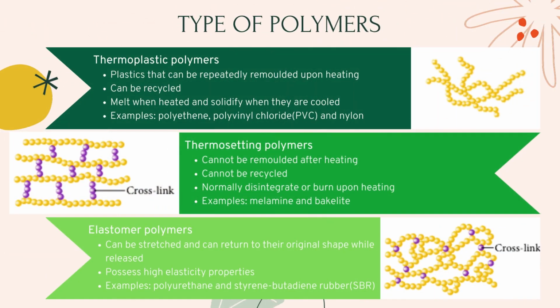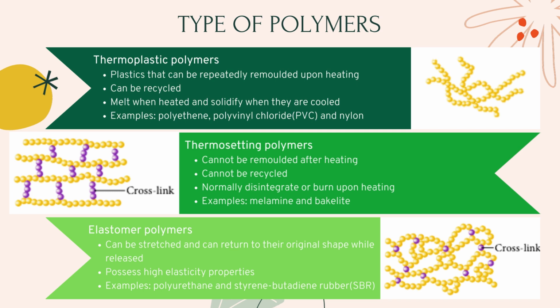Type of polymers. There are three types of polymer which are thermoplastic polymers, thermosetting polymers, and elastomer polymers. Thermoplastic polymers can be repeatedly removed upon heating, can be recycled, and will melt when heated and solidify when they are cooled. Examples for this polymer are polyethylene, PVC, and nylon.